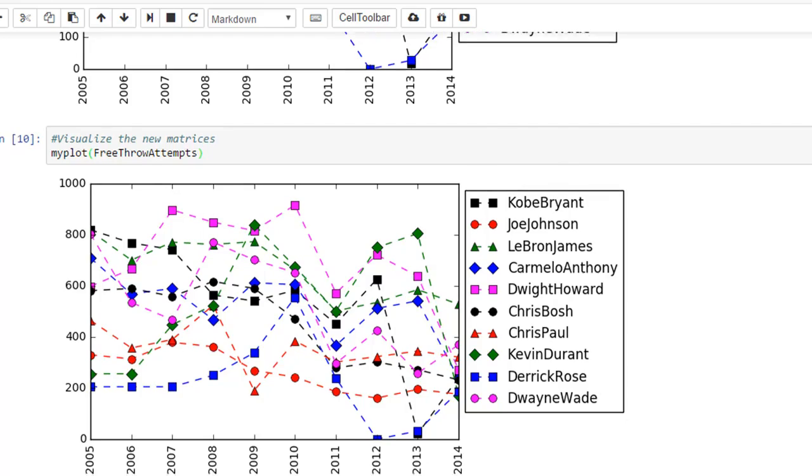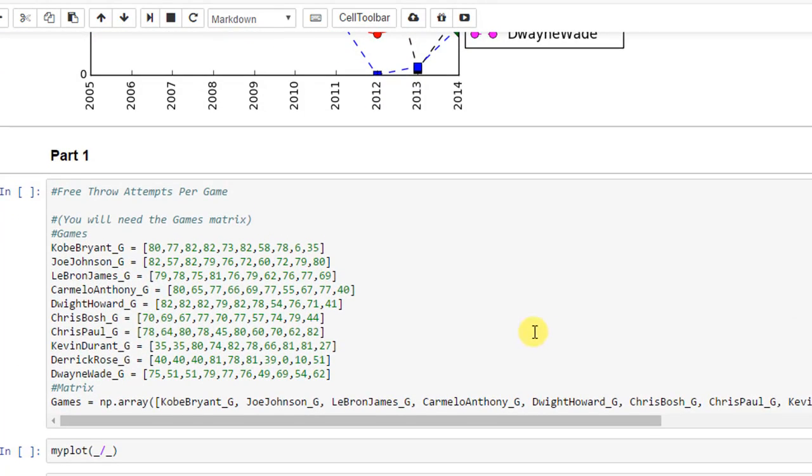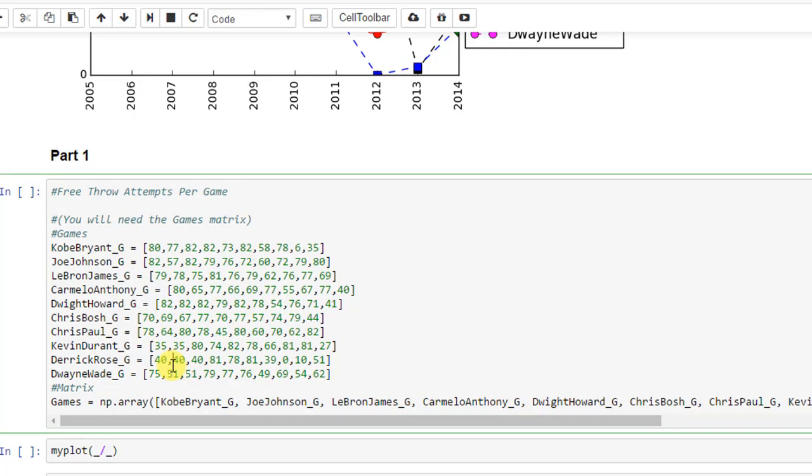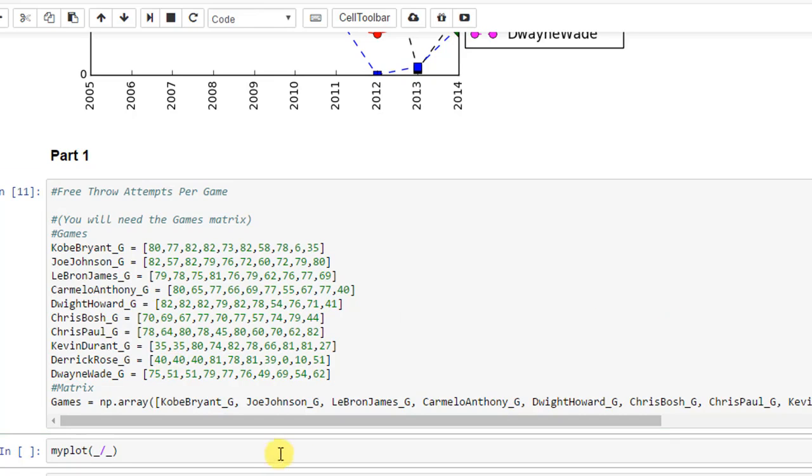So let's move on. Part 1, we need to investigate the free throw attempts per game. In this part, we will need the game matrix that we used in the lecture. So we just copy the arrays in here, and then create the matrix, pretty much the same approach that we used before. Okay, let's rerun that.